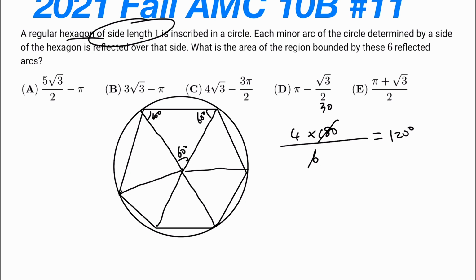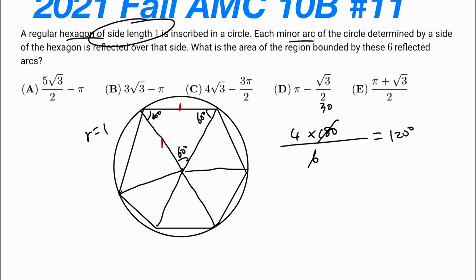equilateral triangle. If the regular hexagon has a side length of 1, then all 3 sides of the equilateral triangle will have side length 1, which means that the radius of the circle is equal to 1. In fact, for any regular hexagon that is inscribed in a circle, the radius will always be the same as the side length.